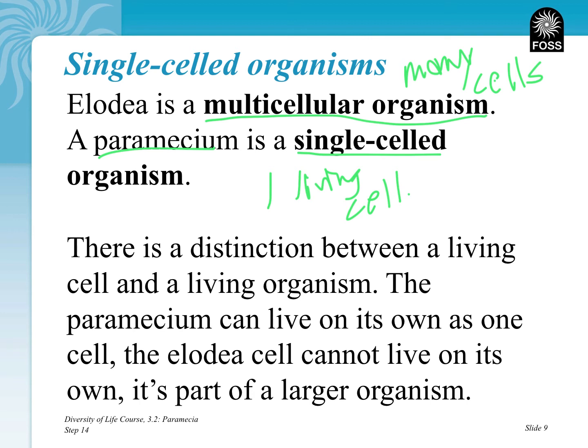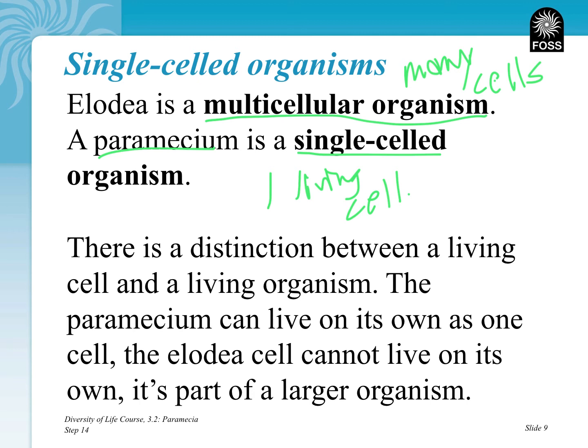Remember we said that an organism is a free, living, independent thing? The Elodea plant is an organism, and it's made of many cells, so therefore it is a multicellular organism. Paramecium is an organism also, but the paramecium, however, is just one cell, so it is a single-celled organism.